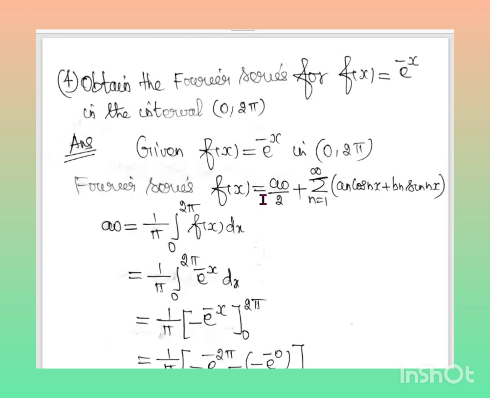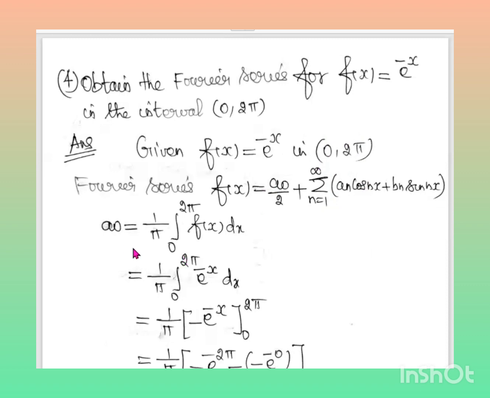The Fourier series formula is f(x) = a0/2 + summation n = 1 to infinity of (an cos nx + bn sin nx). We have to find the Fourier constants a0, an, bn. First, the interval is 0 to 2π. So first we are going to find the value of a0.